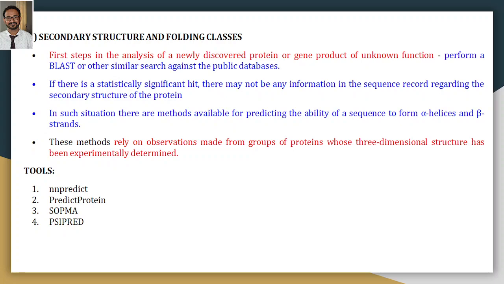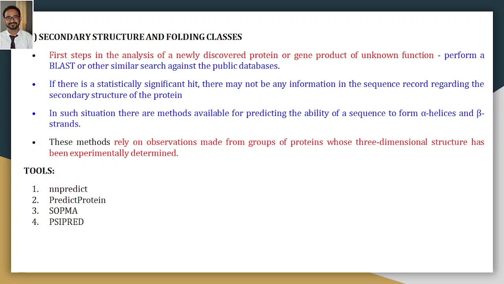Now, speaking about secondary structures and folding classes. The first step in the analysis of a newly discovered protein or any gene product of unknown function is to perform BLAST or another similar search against a public database: BLAST, FASTA, ProSite, all those things. If there is a statistically significant hit, there may still not be any information in the sequence record regarding the secondary structure of the protein.